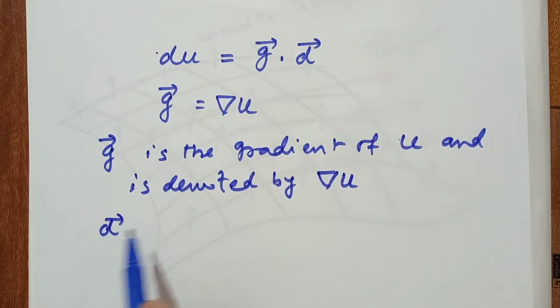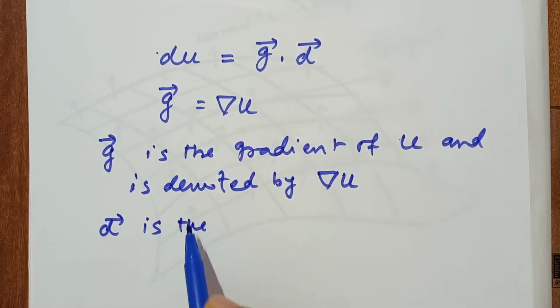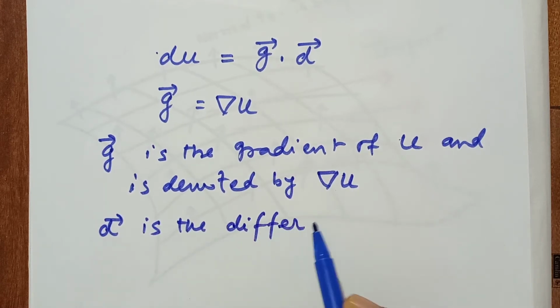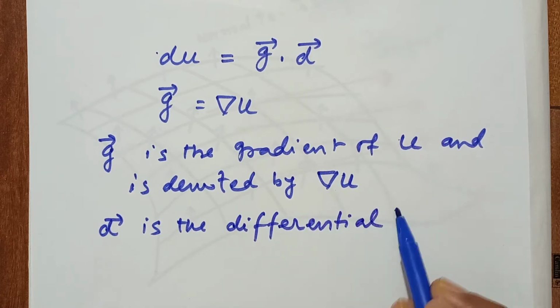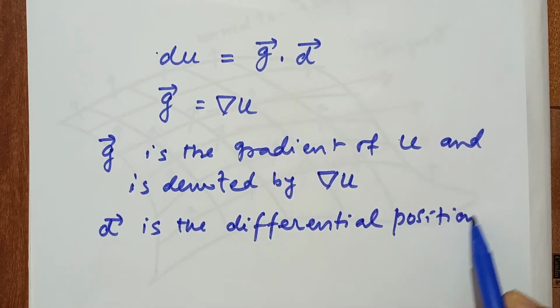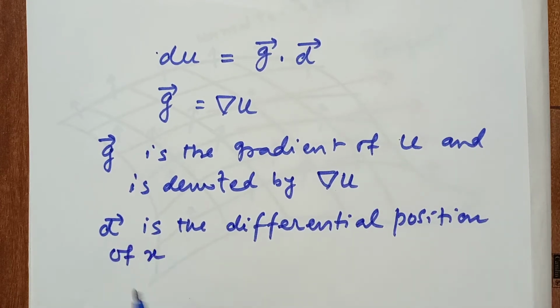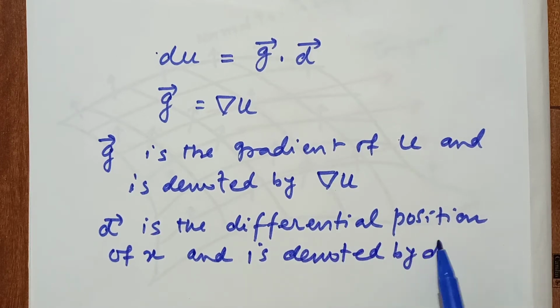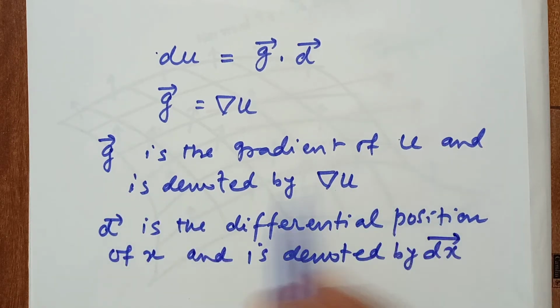Similarly D is the differential position of x, and is denoted by dx. This is also a vector. So G is the gradient of U and is denoted by delta U. D is the differential position of x and is denoted by dx.